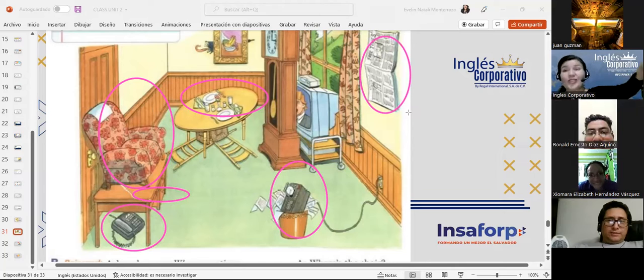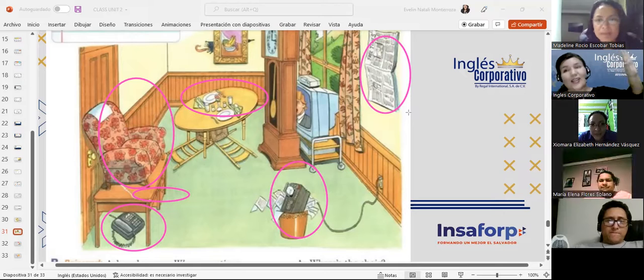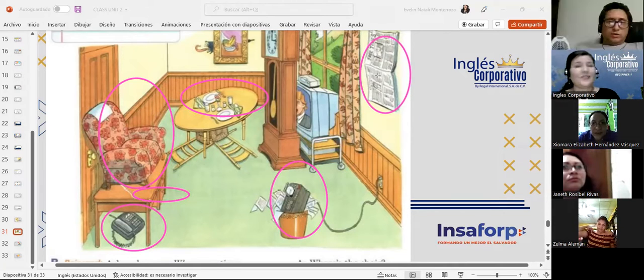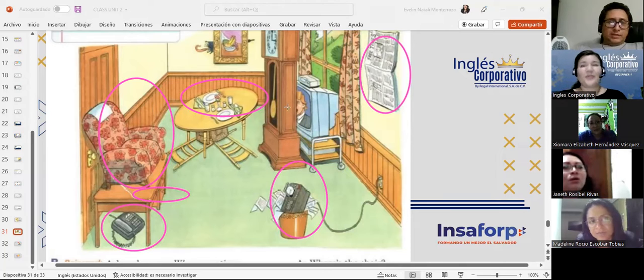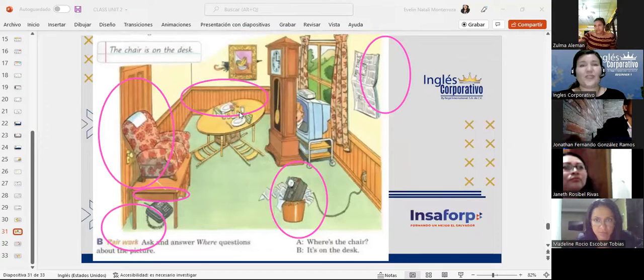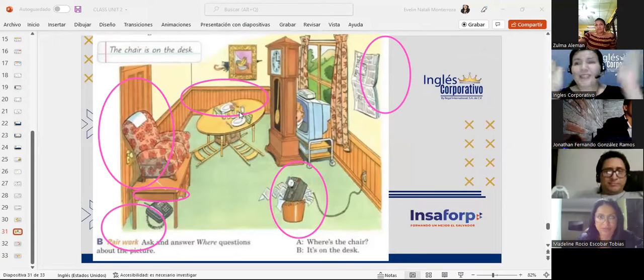On the wall. It's on the wall. Porque está on the wall. En la pared. La pared. The newspaper is on the wall. On the wall. It's a disorder. It's a big disorder, right? Disorder. So that's the way it is.